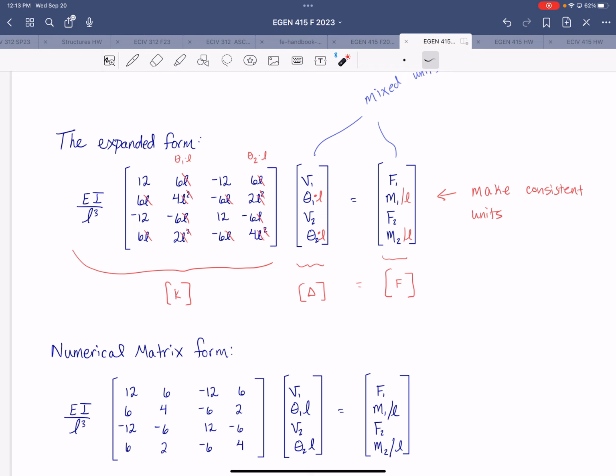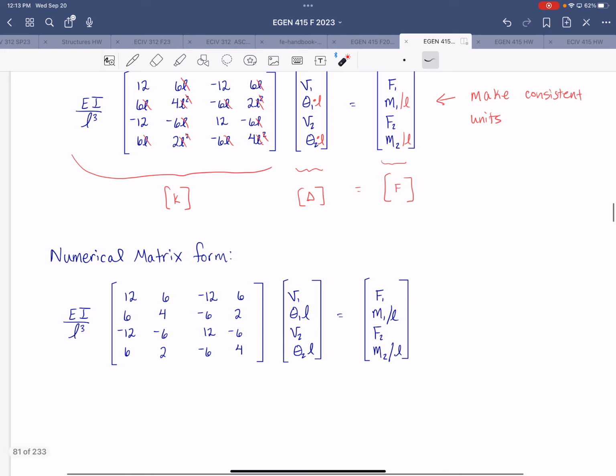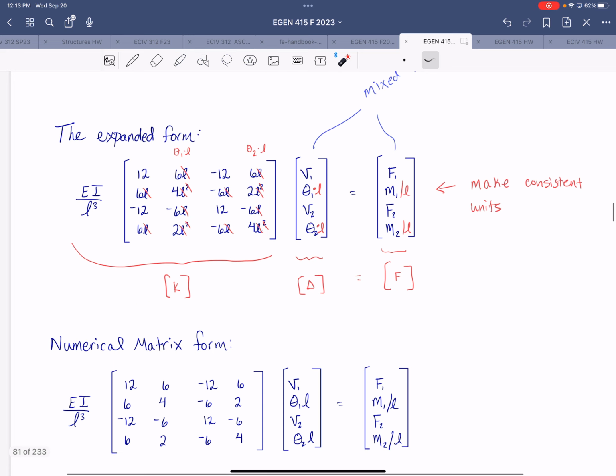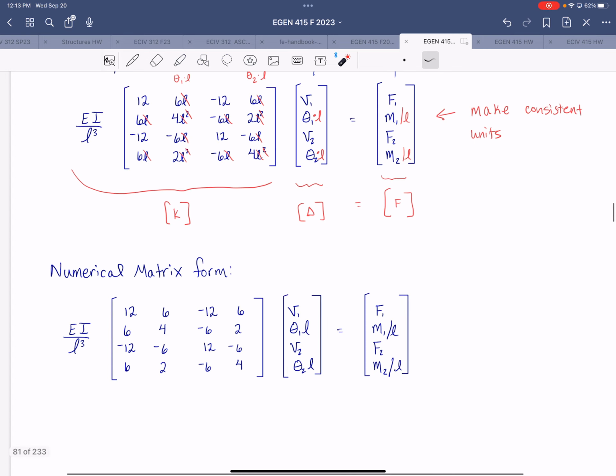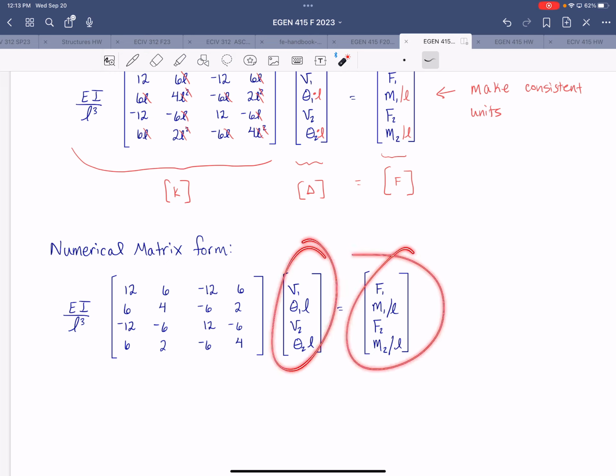When you get into numerical solutions or writing a computer program, it doesn't really make a difference if you do this step or not, as long as you treat the problem appropriately. But this comes in handy when we solve these problems by hand. So now what we have is a set of 4 equations that relate beam end deflections to the generalized corresponding beam end forces. And in our nice new numerical matrix form, we now have same units in delta and F.